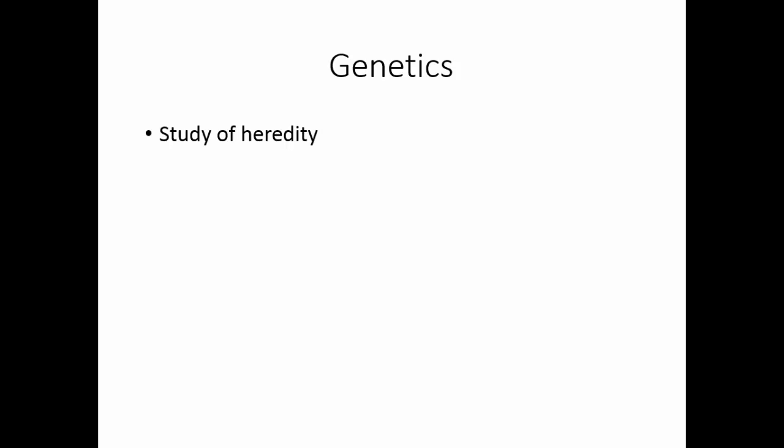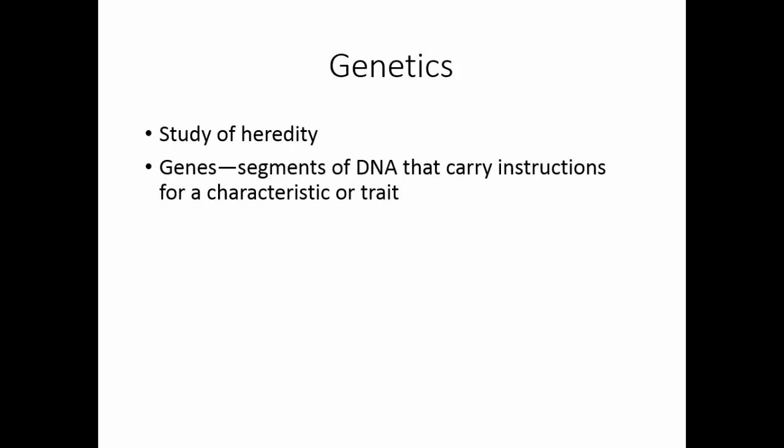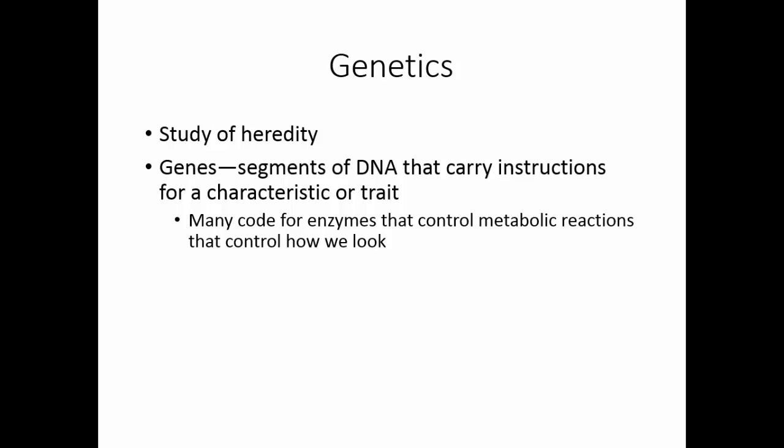Heredity explains why most family members resemble each other. Genetics is the study of heredity. Genes are the segments of DNA that carry instructions for a characteristic or a trait. Many of these genes code for enzymes. These enzymes control metabolic reactions that control how we look or what kind of metabolic reactions we can carry out.